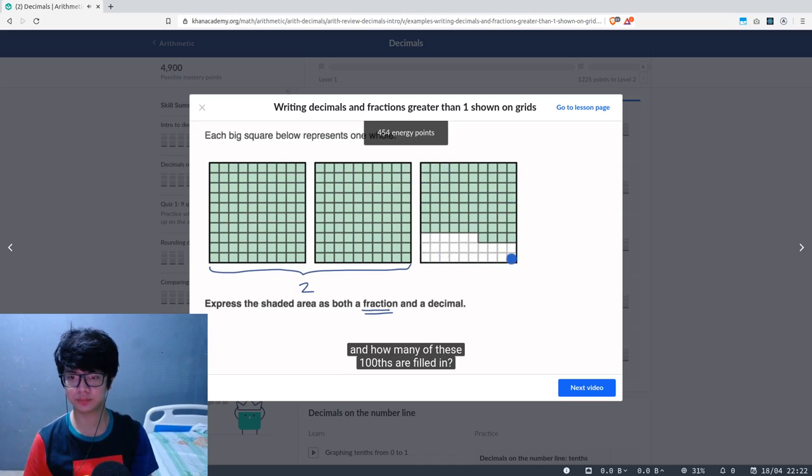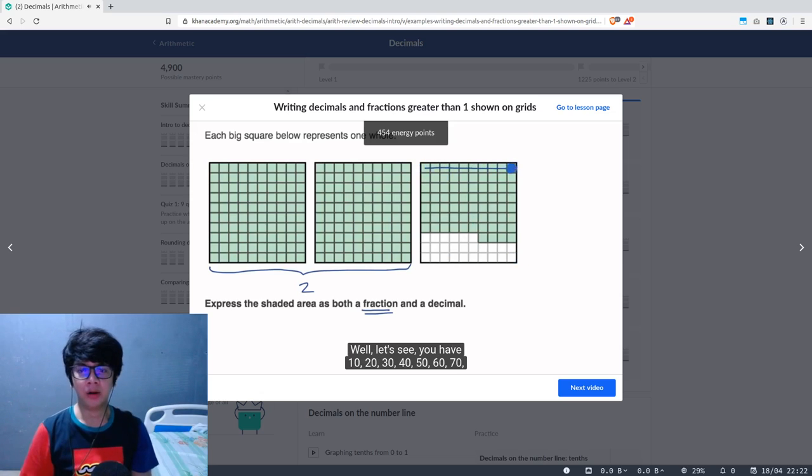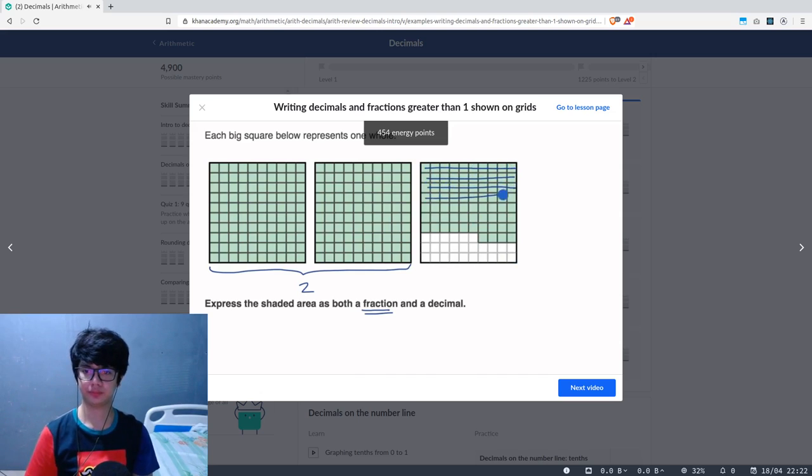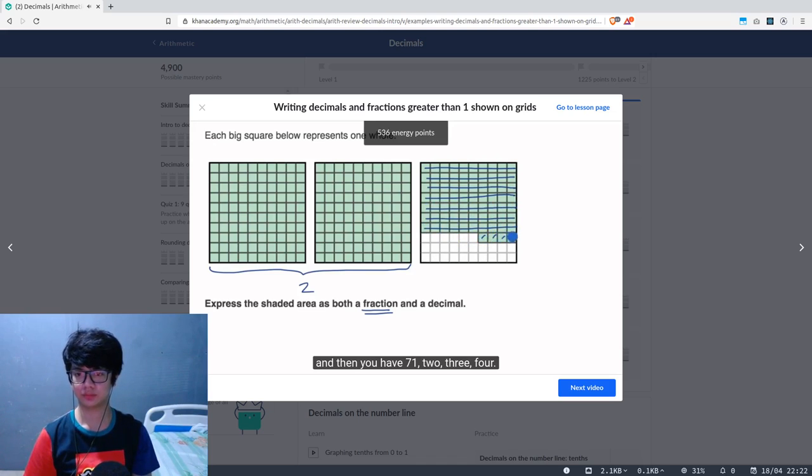And how many of these hundredths are filled in? Well, you have 10, 20, 30, 40, 50, 60, 70, and then 1, 2, 3, 4. We can see that 74 of the hundredths are filled in. So as a mixed number, this whole thing would represent 2 and 74 hundredths.